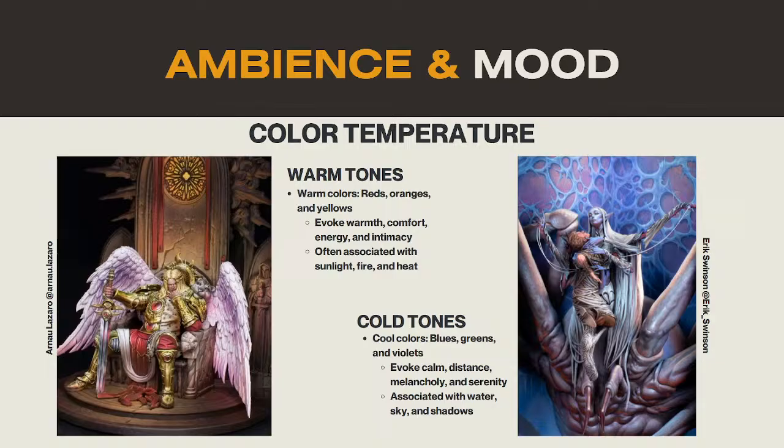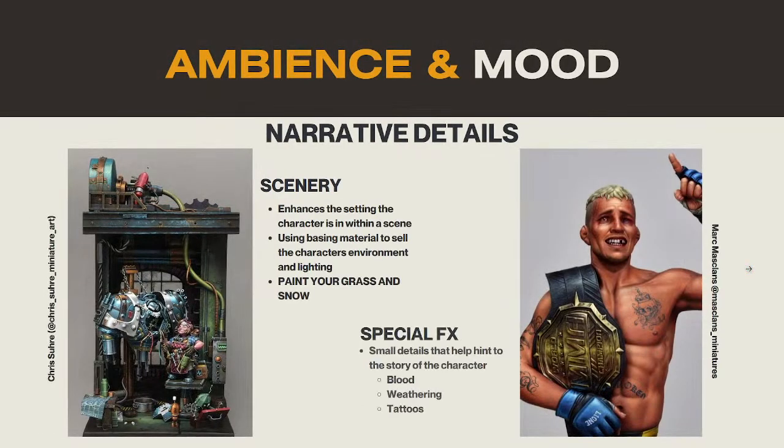Okay, so we talked about lighting, whether it's dramatic or soft. We moved on to color temperature, warm tones provoking comfort, energy, and intimacy, cold tones evoking distance, melancholy, and serenity. Next and last will be narrative details. Narrative details are extra little tidbits that may not be sculpted that you can add to your story to help build it further and further, really reinforcing what you want the viewer to feel and understand what's going on.